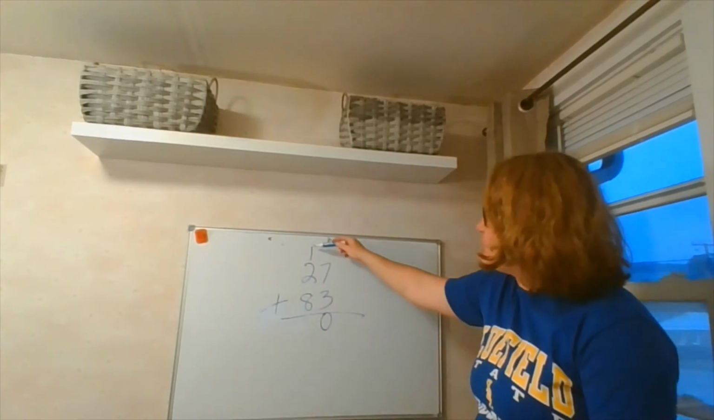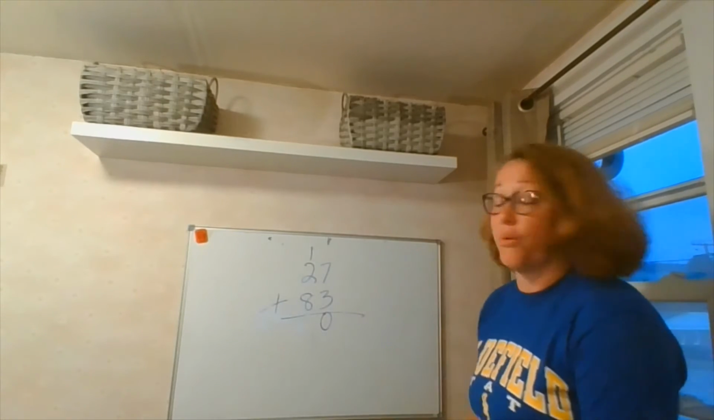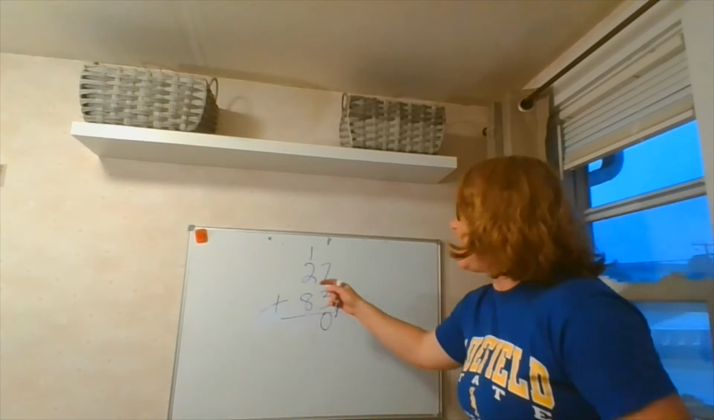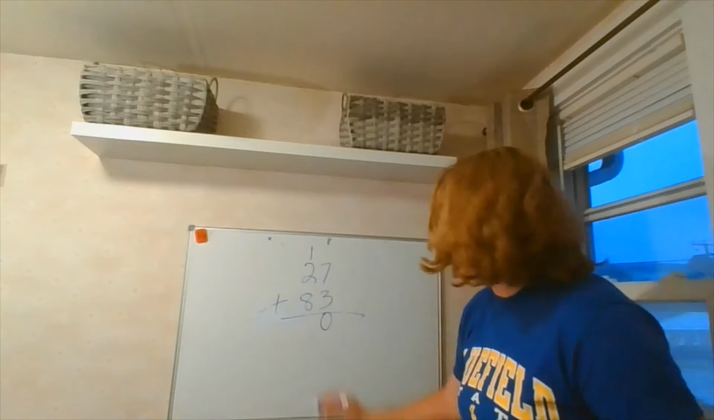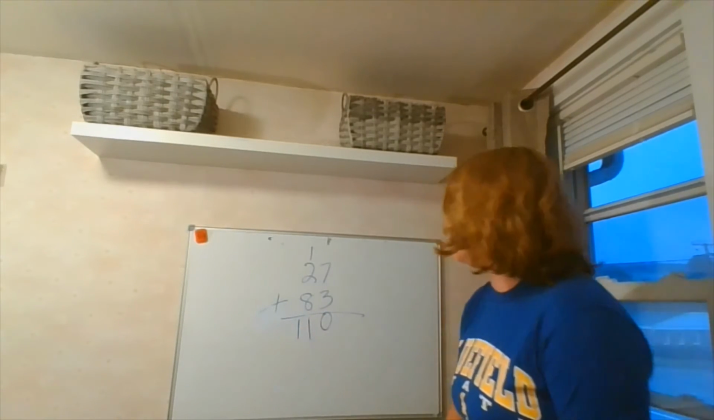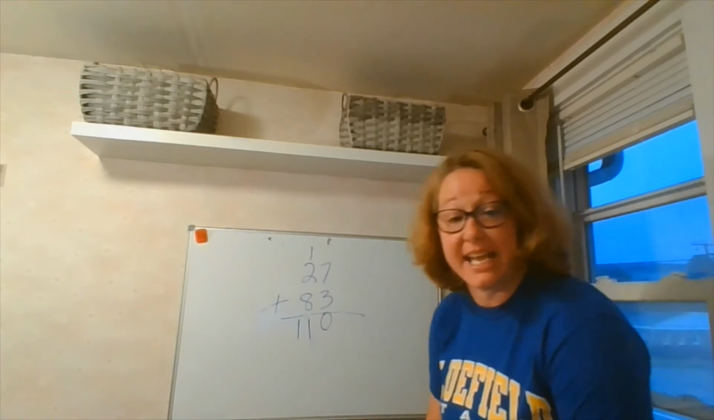Now we have to add the tens place. 1 plus 2. 1 plus 2 is 3. And if I add 8 to 3, I have 11. So my total would be 110.